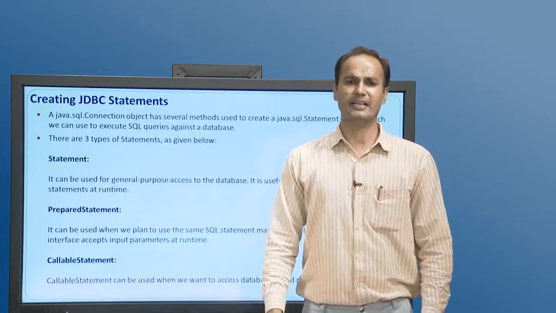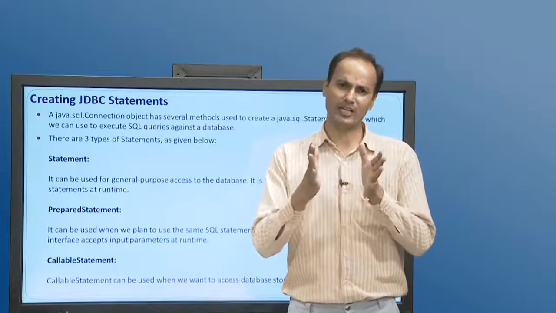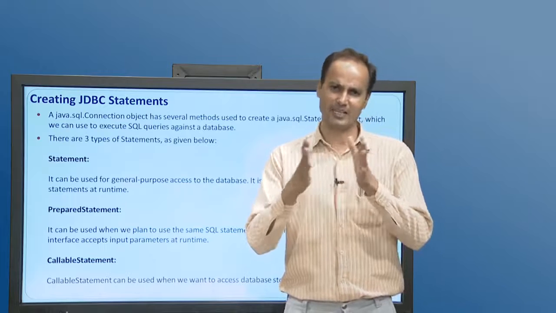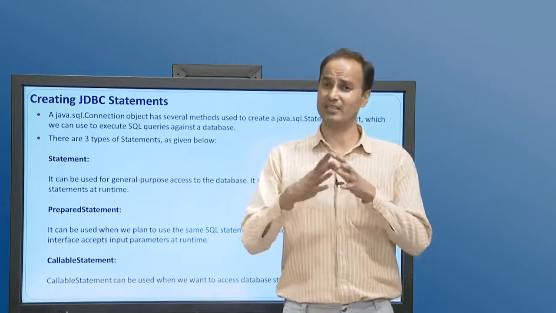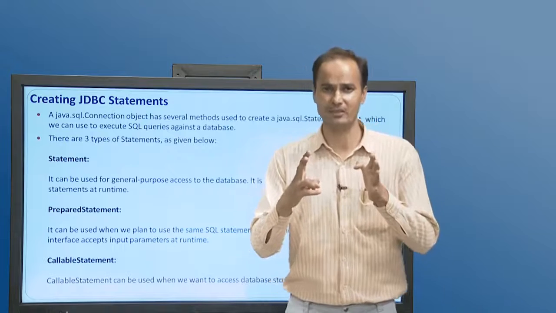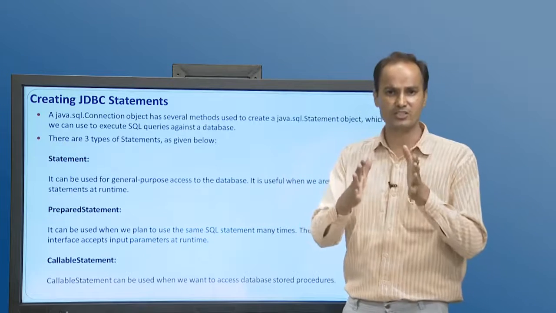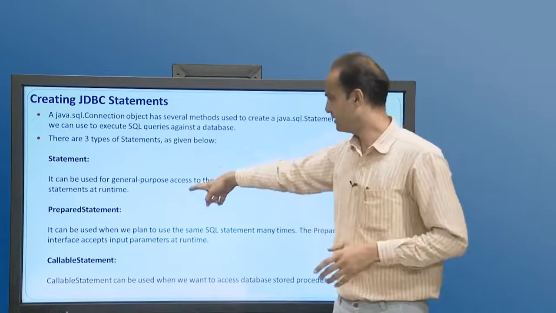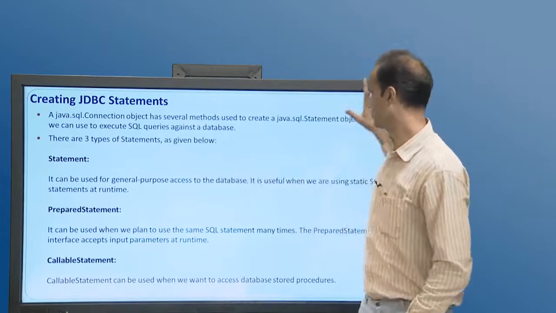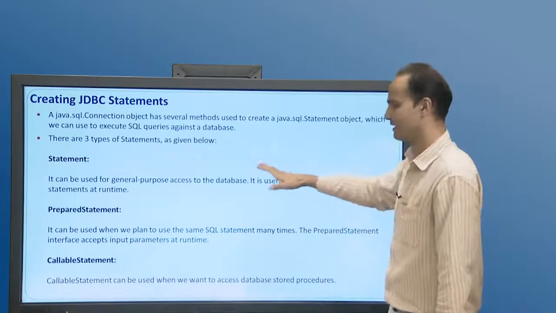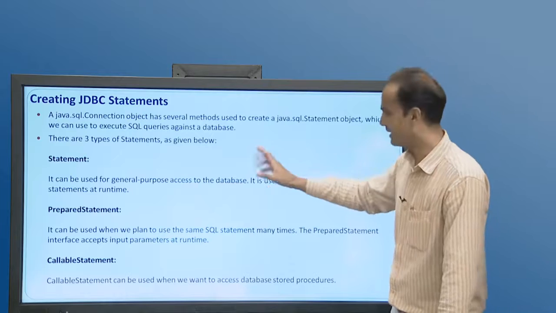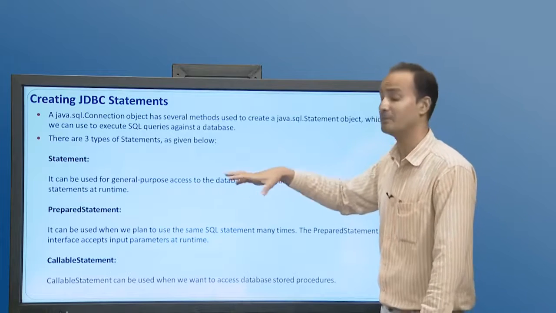Now creating a JDBC statement. When we are talking about a statement, we can say the statements allow us to fire the queries to the underlying database. So there are three kinds of statement available in JDBC. One is a normal Statement that we have already seen, used for general purpose access to the database. It is useful when we are using a static SQL statement at runtime. Second is the PreparedStatement.